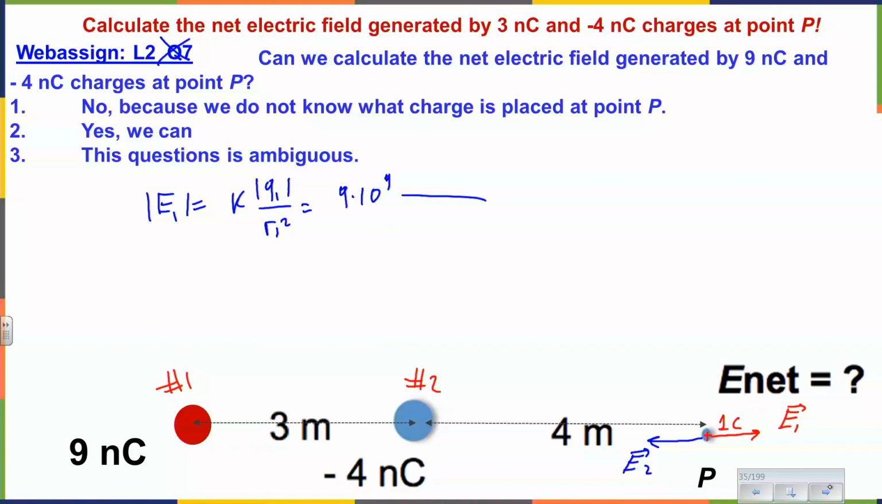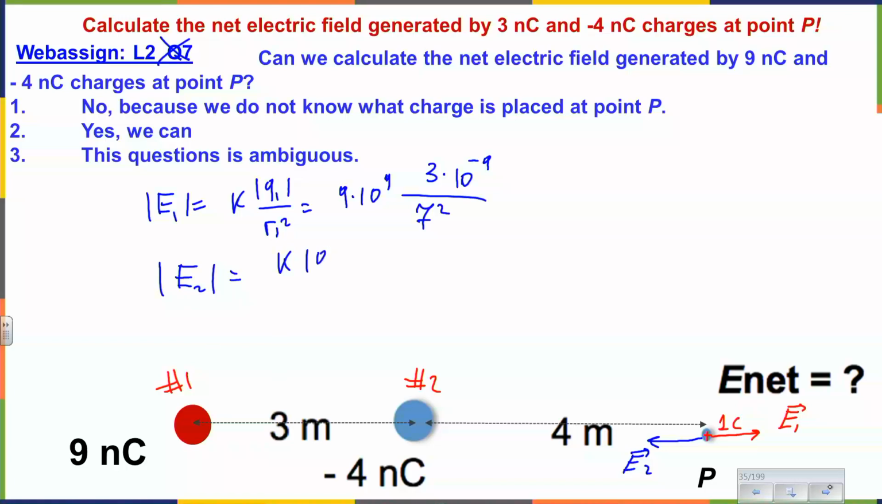First charge, 3 nanocoulombs divided by, well, the distance has to be measured from the source to the point. 3 and 4, 7 meters. Supposed to be squared. That's got to be newtons. Now the magnitude of electric field at the same location from a second charge, what should we write?